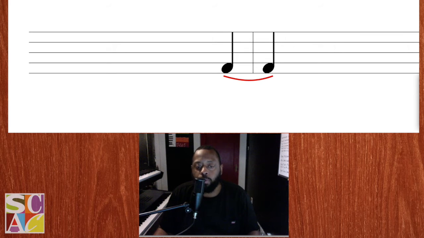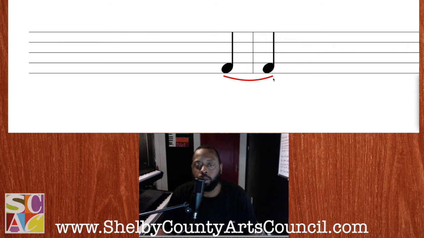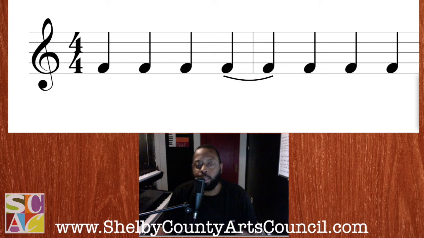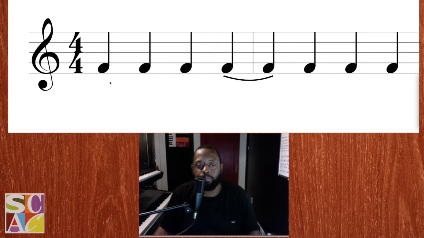Now, the next thing we're going to talk about very quickly is the tie. And basically what the tie does, it ties a note, as you can see here, represented by this curved line. So let's look at it in context. Once again, we are in 4/4 time. And we have the tie here. So how will we count that?